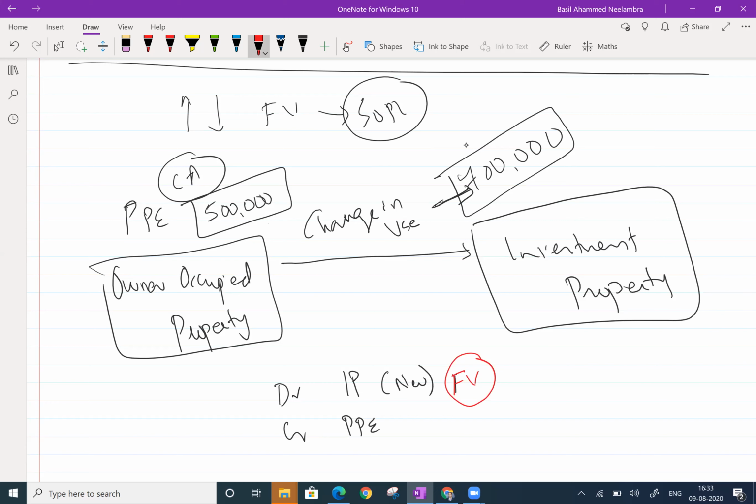So you're getting this as revision as well. We'll cover this during revision as well. But if you are not paying for the revision class, you're getting this free of cost, the revision of entire accounting standard 40. You have to show a fair value. So what's the fair value? 700,000. And the old asset should be shown at its carrying amount. What is the carrying amount? 500,000.